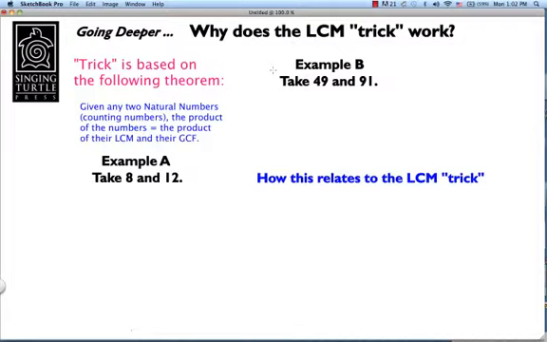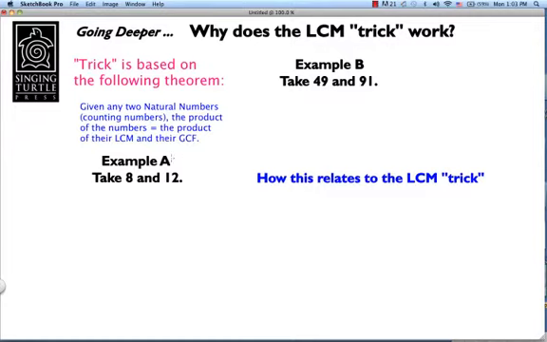Secondly, you folks want to know why the trick works or see me demonstrate that, so that's what this video is all about. Here's how the trick works or why it works. The trick is based on the following theorem of number theory. It's a branch of mathematics, number theory. The theorem states that if you're given any two natural numbers, and those you remember are the counting numbers, 1, 2, 3, 4, and so on, the positive integers, the product of those two numbers equals the product of the LCM and the GCF of those two numbers. Nice little theorem, quite handy actually.